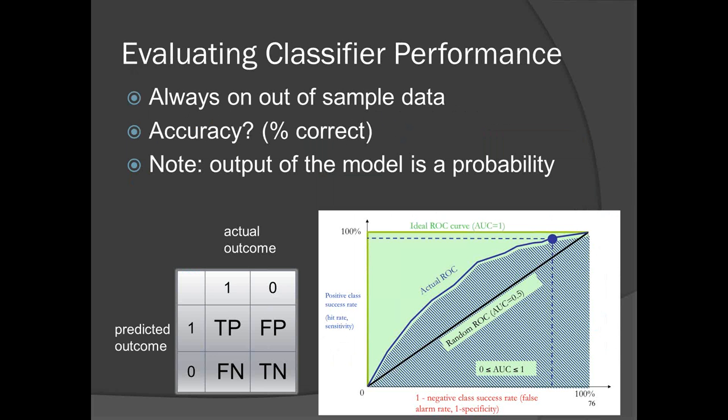We first of all always do it on out-of-sample data, and keep in mind that the output of the model is a probability. And also the fact that the accuracy metric may not be the best metric for evaluating a model. That is because, say in a fraud detection case, we may only have 1% fraud, so the naive model can set all the data to no fraud, right, and it will be 99% accurate, but perhaps not a very good model.